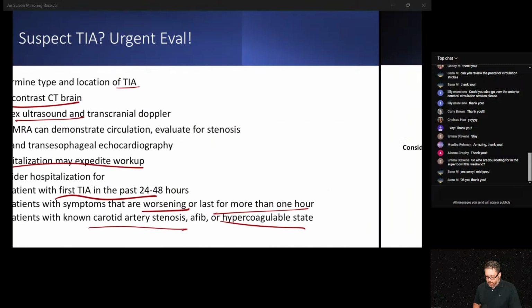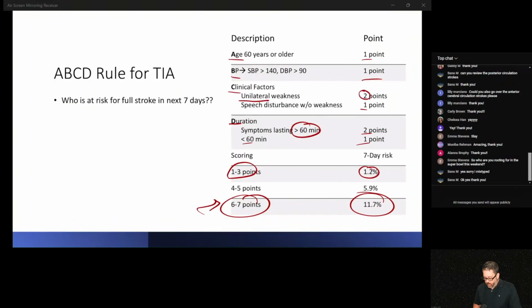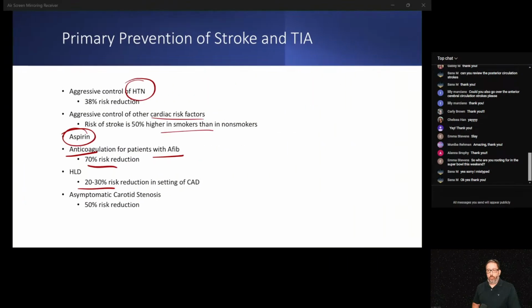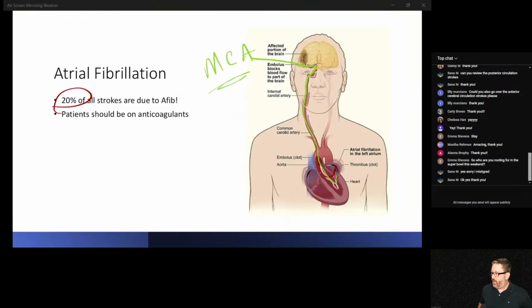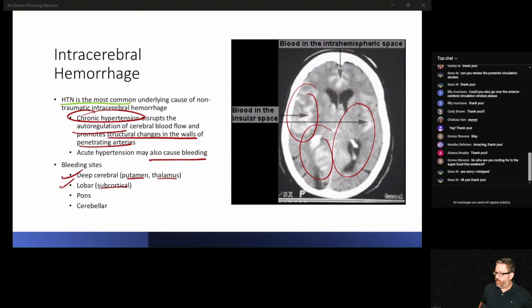Remember about TIAs, what they mean, things to watch out for with treatment, the ABCD rule. Remember, talk about primary and secondary prevention. Primary is preventing that first stroke from happening. Secondary is preventing the second one from happening. So your CHADS2-VASc score.